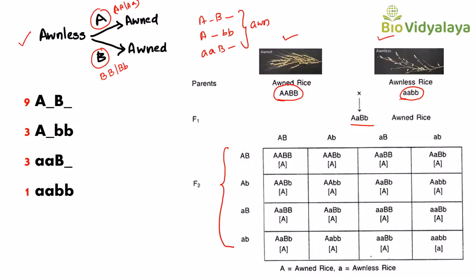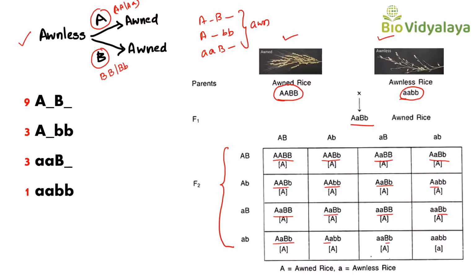So, let's see wherever this dominant allele is present. Here all are dominant alleles. Here 3 are dominant alleles. Here 3 are dominant alleles. Here 2 are dominant alleles. Here also dominant alleles are present. Here dominant allele is present. Here 1 dominant allele is present. Here 3 dominant alleles are present. Here 2. Here 2. Here also present. Here dominant allele is present.